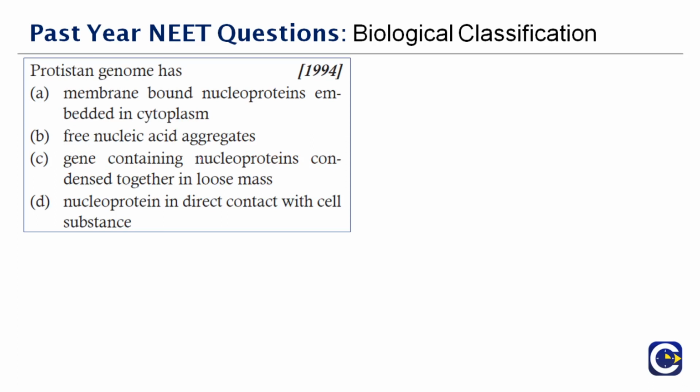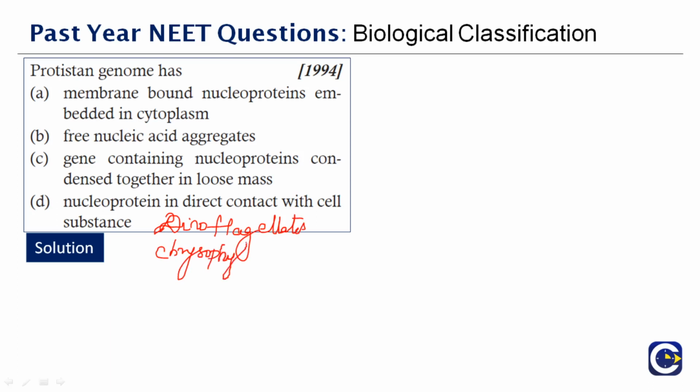Next question here: Protistan genome has dash. What does the Protistan genome have? This talks about the kingdom Protista, and we all know that under kingdom Protista we have dinoflagellates. What are the other things that are present in it? Chrysophytes. These are some of the groups which come under Protista. Here, they are given 4 options: membrane bound nucleoproteins embedded in the cytoplasm, free nucleic acid aggregates, gene containing nucleoproteins condensed together in a loose mass, nucleoprotein in direct contact with the cell substance.